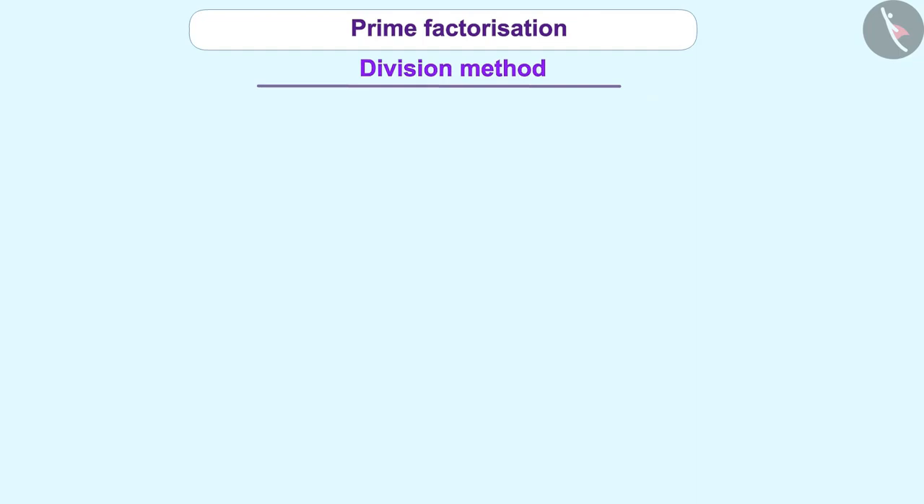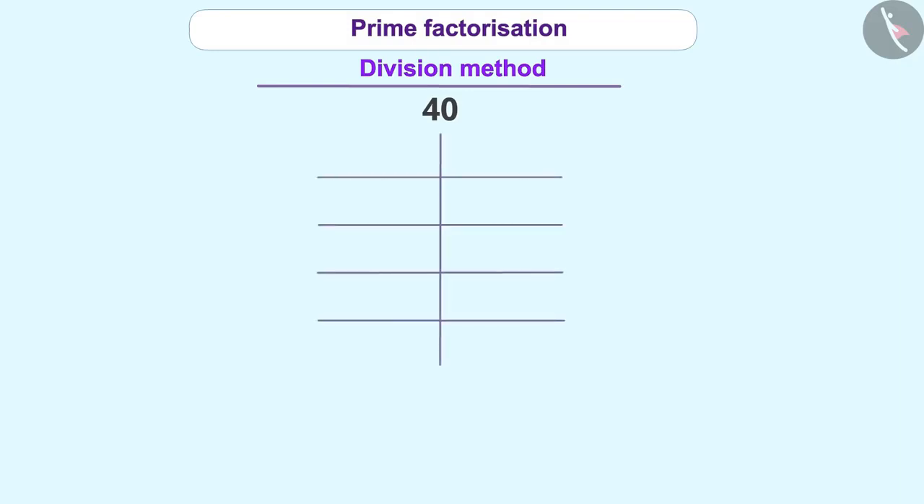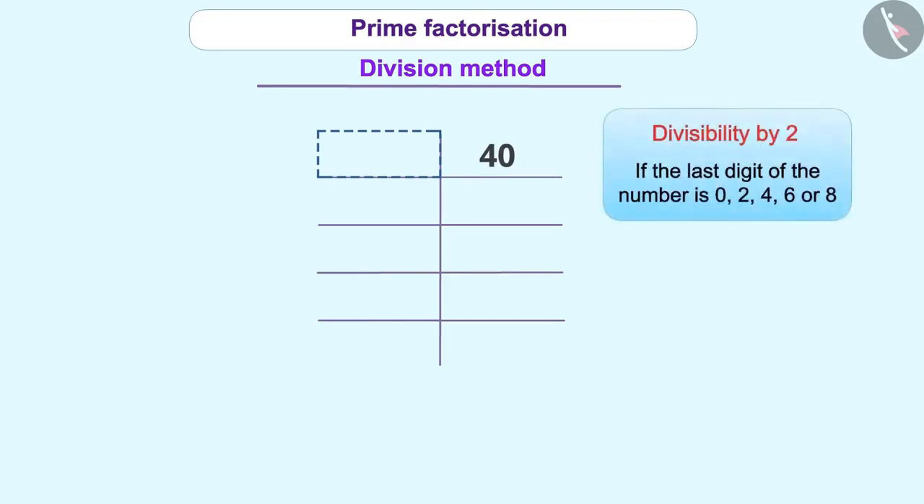Let's understand it. Let's find out prime factors of 40. First of all, draw all images as shown in the screen. The prime factorization of number 40 has to be done, so we will write it in the second column of the top row. Now, we will choose the smallest prime number which completely divides 40. By applying the divisibility rule of 2, 40 can be completely divided by 2. So, we will write 2 in the first column of the first row.